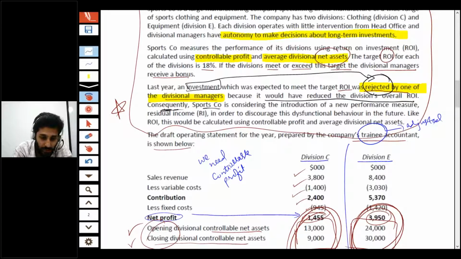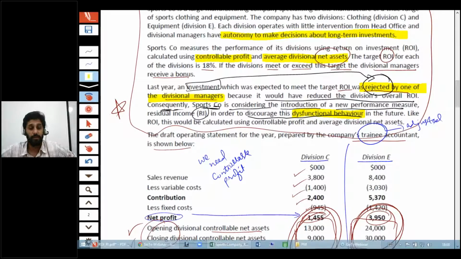Consequently, a sports company is considering the introduction of a new performance measure, that is residual income, in order to discourage this dysfunctional behavior. Because if you are giving me the ROI target, you are giving me the mindset to think of my own. That's a dysfunctional behavior.